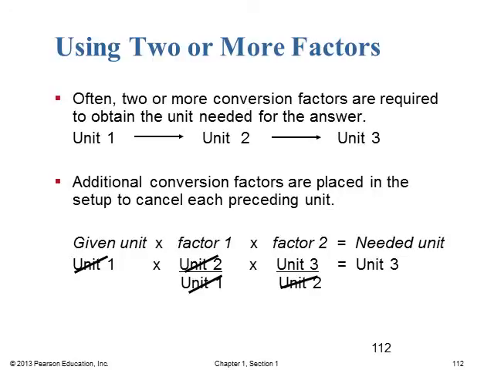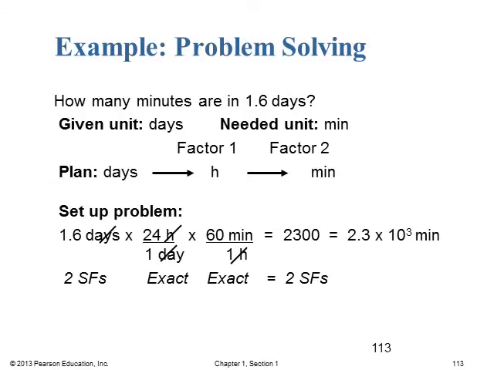Very often it is the case that we need to have more than just one step, and so it's the same process. We just have multiple steps, so you may need to use multiple conversion factors before we can get to the correct answer. So just break it down even further if you need to. If you're looking at what you're given and what you need, you may just need a middleman. All right, so if we look at how many minutes are in 1.6 days, we are given the unit of days and we need the unit of minutes.